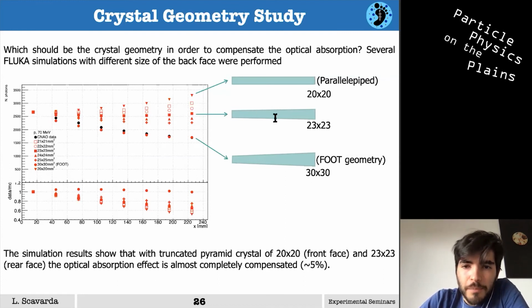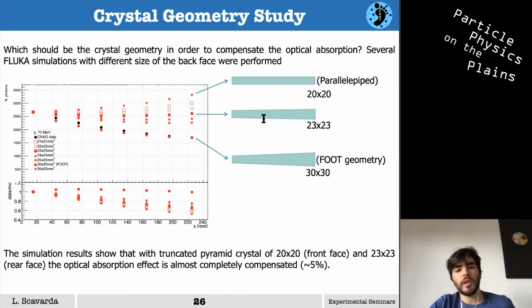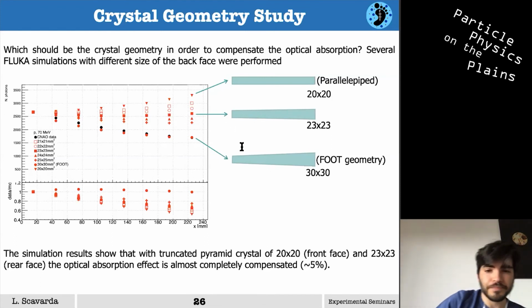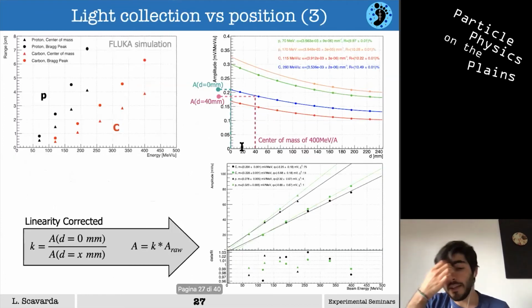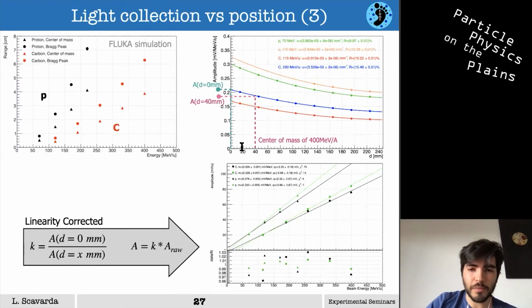I found that with a truncated pyramid with a rear face of 23 by 23 millimeter square, we can have a constant light collected. So with this geometry, we can compensate the absorption inside the BGO within 5%. But anyway, we have this problem inside the BGO crystals. We have this BGO, we don't have time to modify the geometry, cut the crystals, etc. So we need to compensate this effect offline with some correction method.